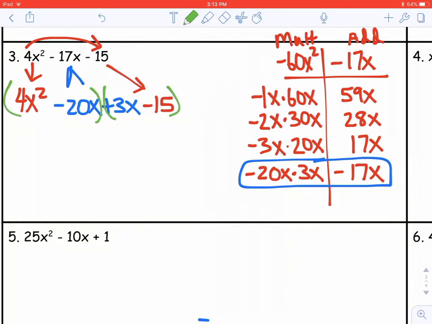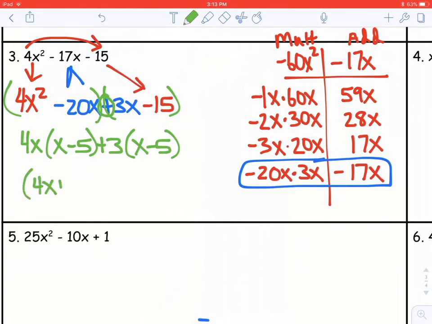So 4x squared minus 20x, we could take out 4x, and we have x minus 5 left over. And then from the second group, take out that sign. And then 3x minus 15 would have 3 in common, and x minus 5 left over. So our final factors would be 4x plus 3 and x minus 5.